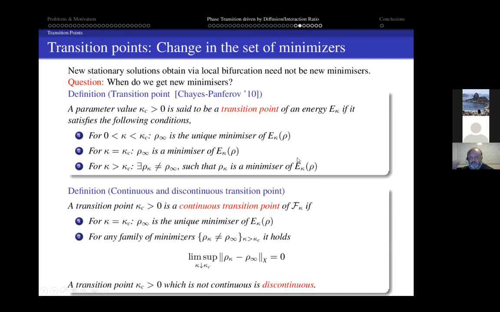And we can distinguish between continuous and discontinuous phase transition. We say it is continuous if at kappa c, rho infinity is the only minimizer of the energy, and when we take minimizers for larger values of kappa, as kappa goes to kappa c, you get only rho infinity in some topology. In that case, we will say that the transition point is continuous. Otherwise, we say it is discontinuous.